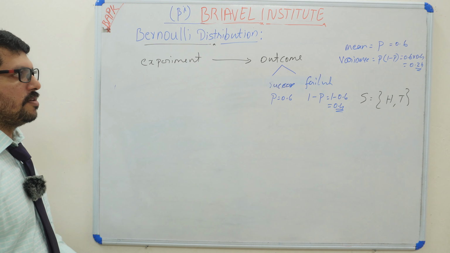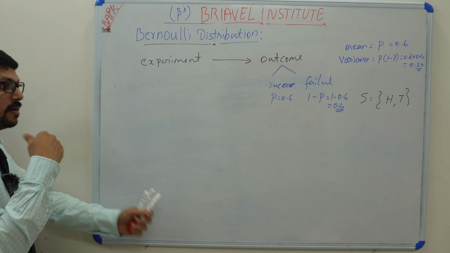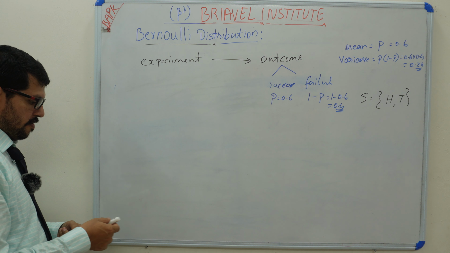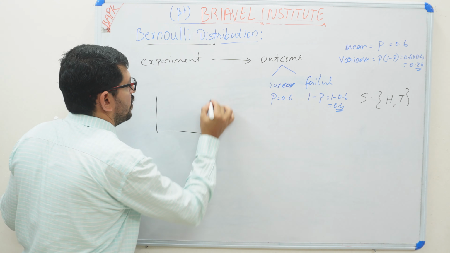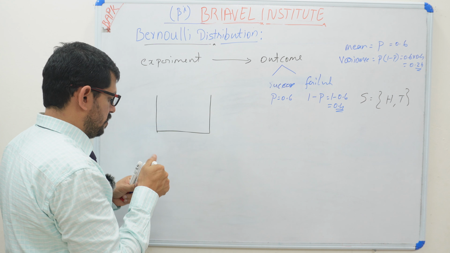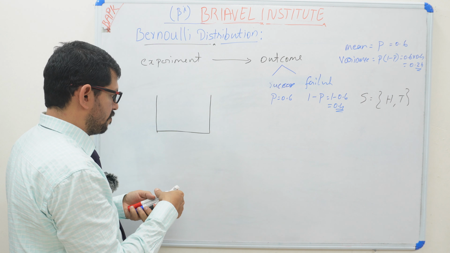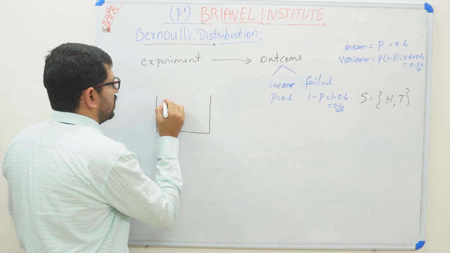So we can check through some examples. We'll understand what is a Bernoulli's trial and what is not a Bernoulli's trial. First example, we have one basket. In this basket, we have some red balls and black balls. You can write red and blue balls. So these are the red balls.